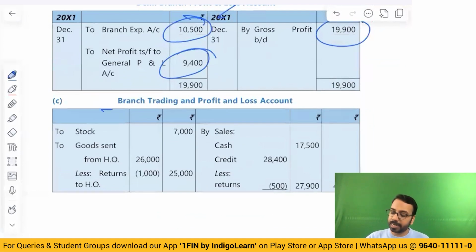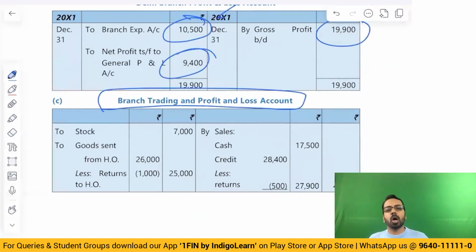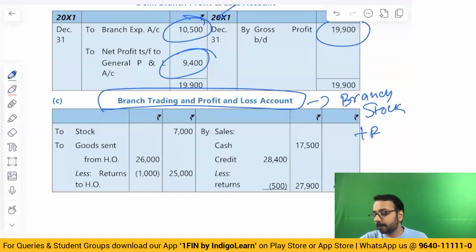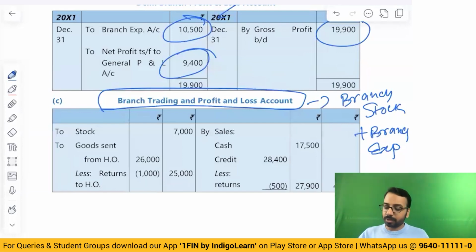Then the third method is trading and P&L account, like we normally prepare trading and P&L account. So how to prepare this? This trading and P&L account basically is a combination of branch stock account plus branch expenses account. Means if you have done the stock and debtors account properly, this account you can do it directly.